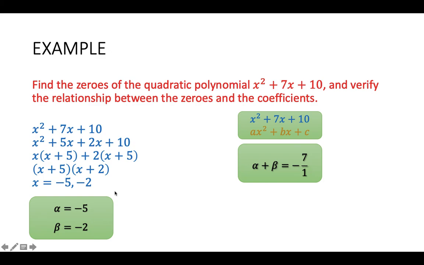Now just verify it from here. If I add these two, what will I get? Minus 7. Minus 7 here. Hence, first relation is verified. Second relation, which says alpha into beta, and alpha into beta was c upon a. It means alpha into beta will be equal to c upon a, or 10 upon 1. Now if I find alpha into beta from here, I will get minus 5 into minus 2 as equal to 10. Hence the relation is verified.